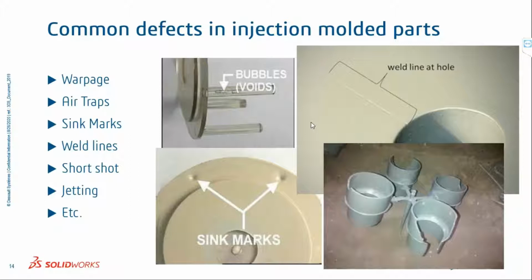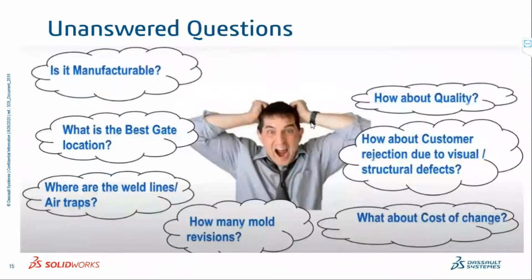So I have just highlighted a few of the important defects which we have to avoid while we create a part using injection molding. Now there are a few unanswered questions, like: is it manufacturable? What is the best gate location? Where are the weld lines and air traps? How many mold revisions? Whenever we create any product to be manufactured by injection mold, we have the first shot from the machine, and we check the quality, right?